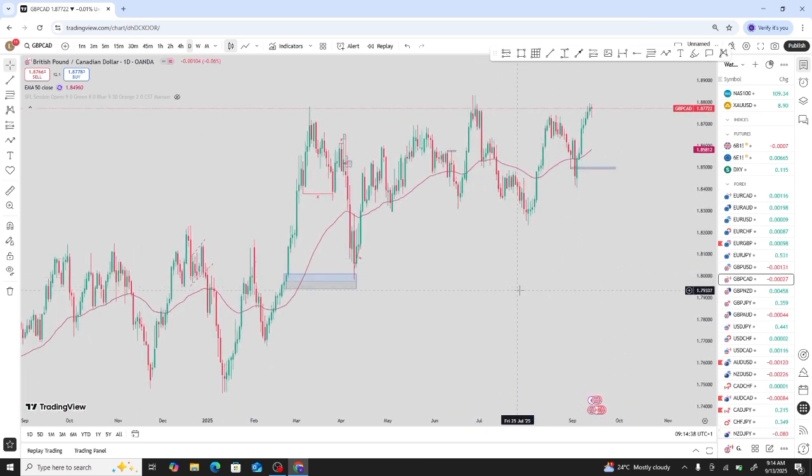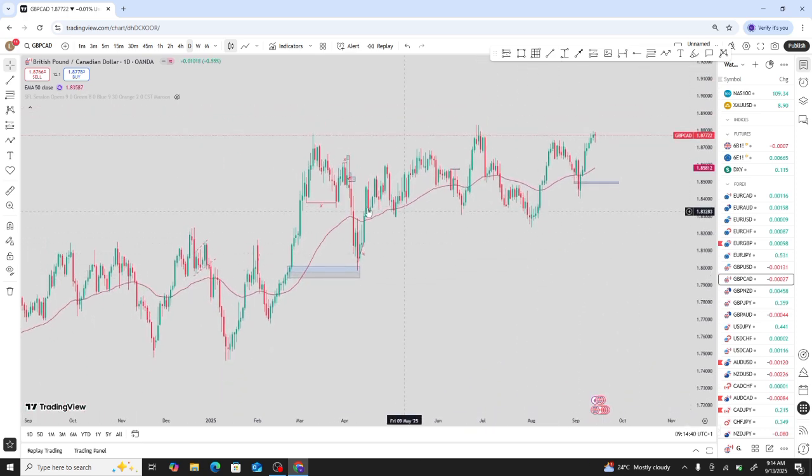Now, looking at this chart, what do you think? What trend do you think this is? Is it an uptrend, or is it a downtrend, or is it a consolidation market? Is it a range? Look properly, answer for yourself. So looking at this market right now, it is an uptrend.